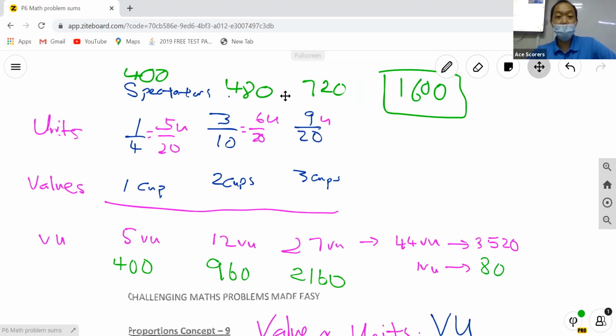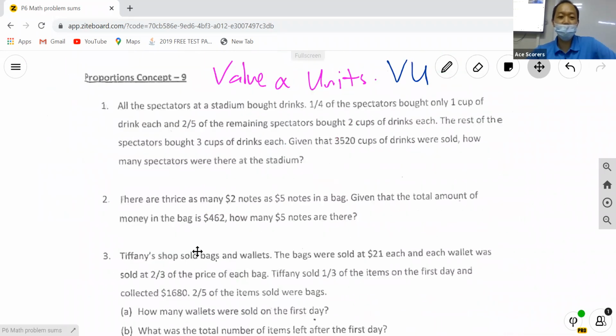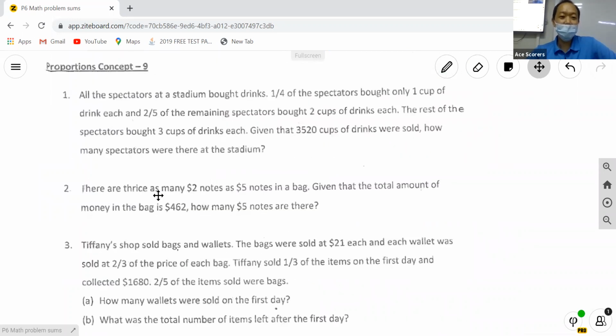Okay, so this is the VU formula. The VU table. You can solve all of this VU stuff. How do you know it's VU? That's a very good question. Because I have done 2,000 questions. You have 2 options. One, you do 2,000 questions, or you just listen to what I'm going to say next.